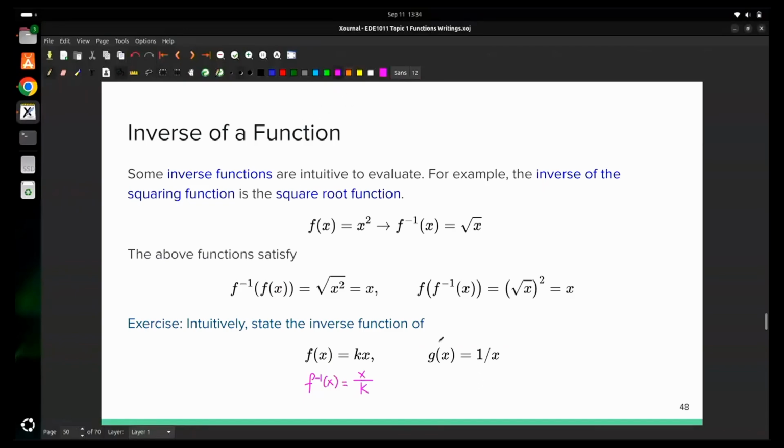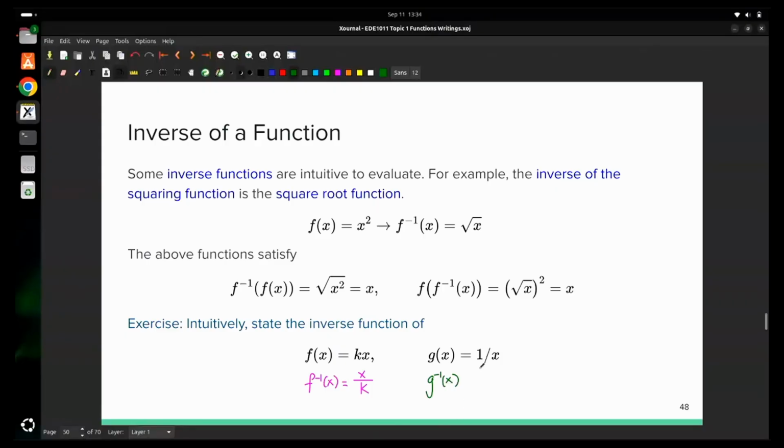Now about g of x. g of x maybe not so easy. g of x is the reciprocal function. So whatever input you have, it will reciprocal it. You give it 2, I'll give you half. You give it 3, I'll give you 1/3. So what do you think is the inverse function? Put it another way, whatever input I give you, you just flip. Just flip. So now what is the inverse function g inverse?